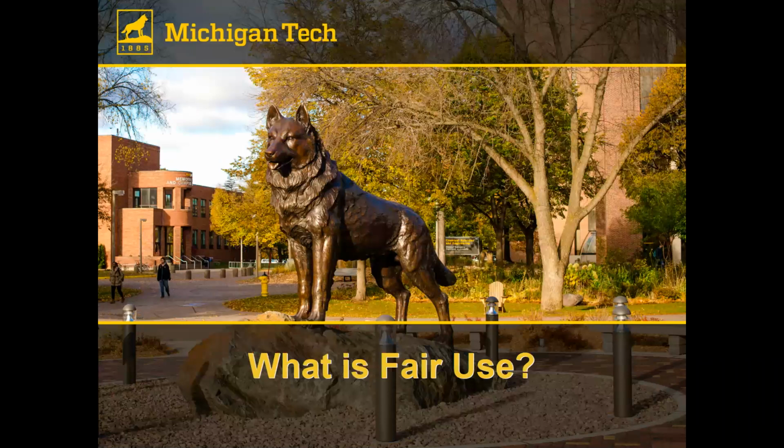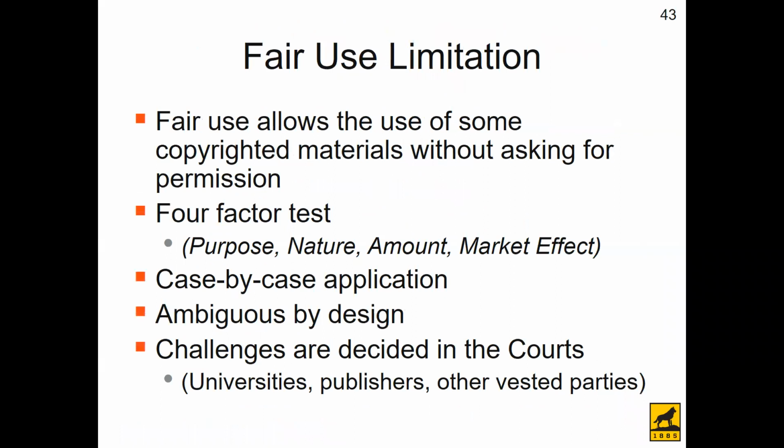So what is fair use? Fair use is the other kind of exception to things that don't need permission. Fair use allows you to use some copyrighted materials without asking for permission. It's a 4-factor test. The factors are purpose, nature, amount, and market. It's case by case, ambiguous by design, like most of the federal government appears to be when writing laws. And it's meant to allow some freedom and flexibility, but also to not be entirely clear about things.